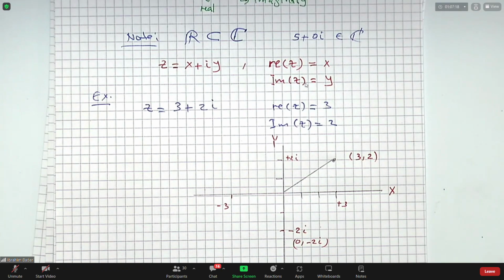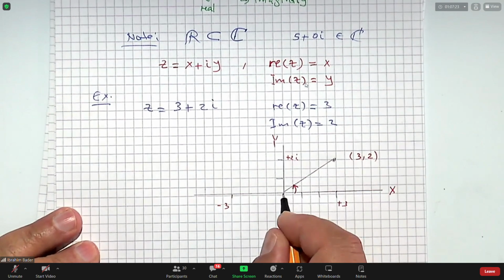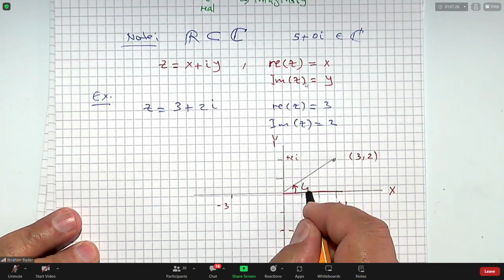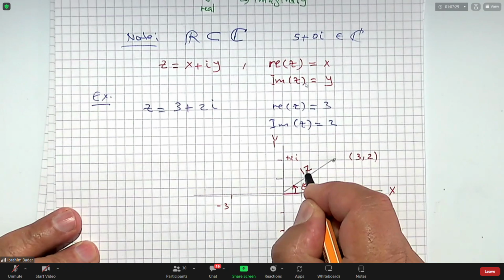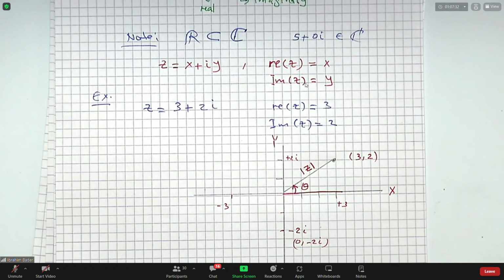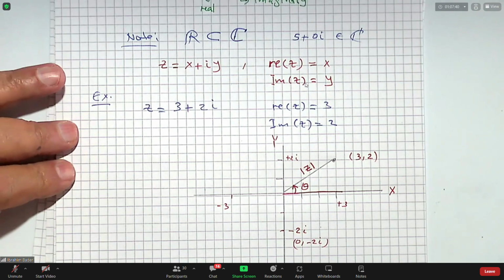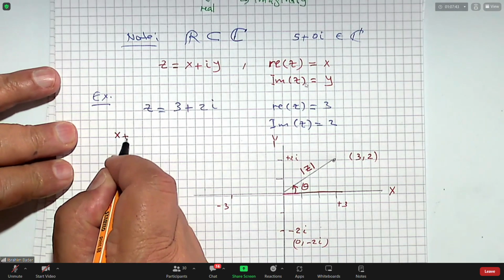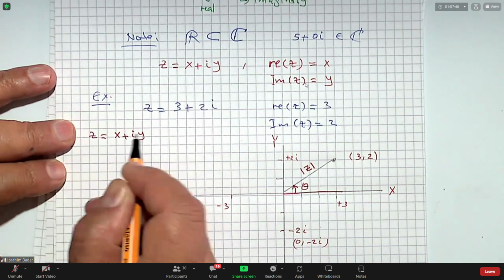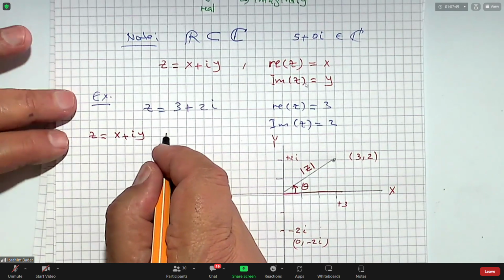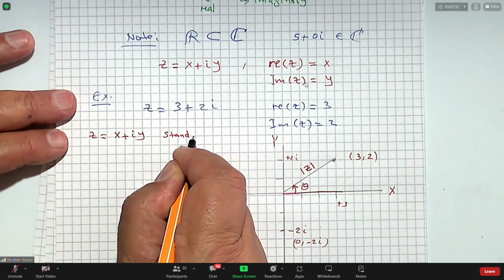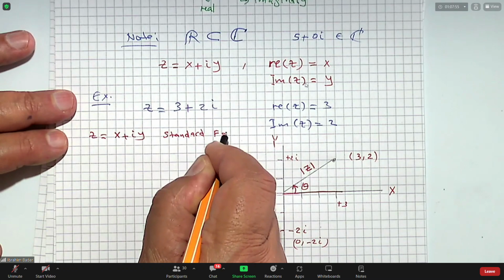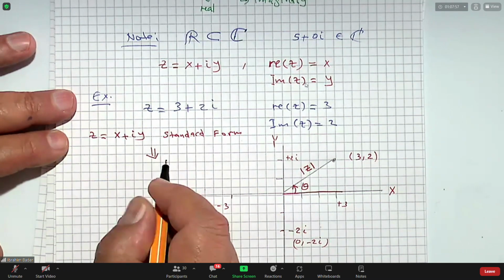Now this z here can also be evaluated in polar coordinates. So notice here, remember that this theta starts from the positive x-axis. So if this is theta and this is, let's say, the magnitude of z as a vector. So in polar coordinates, if we have a number x plus iy, this is what we call standard form. We can transfer it into polar, right?